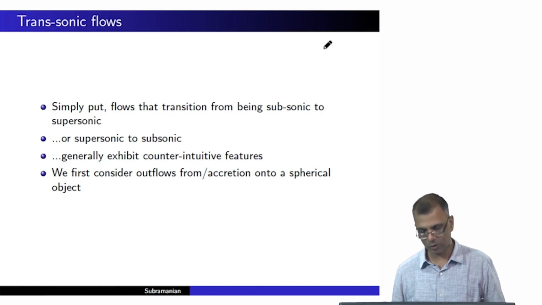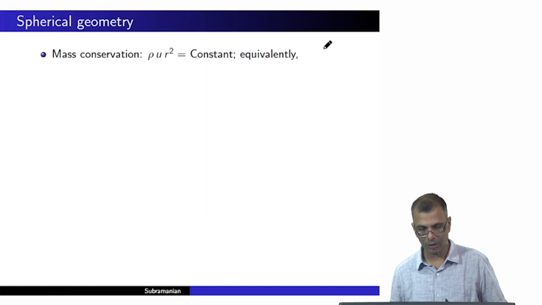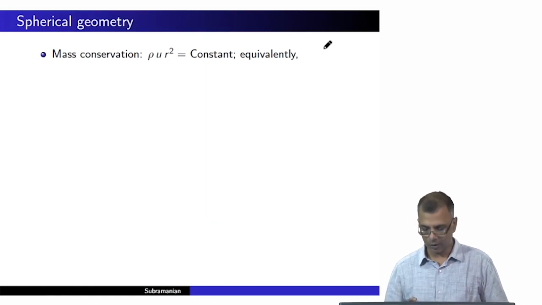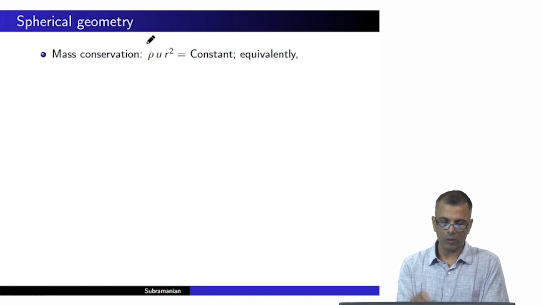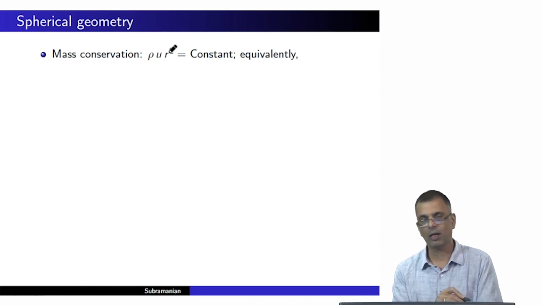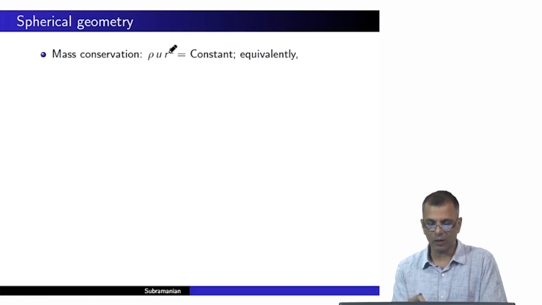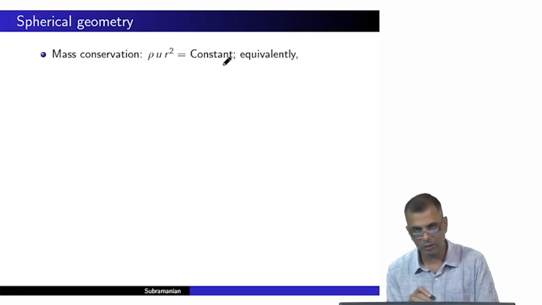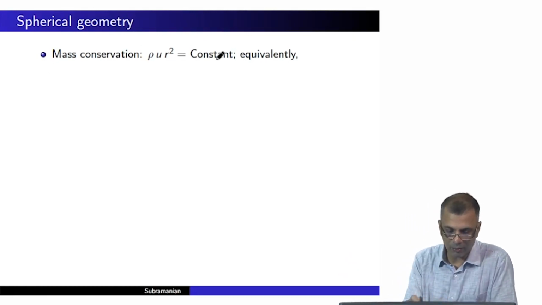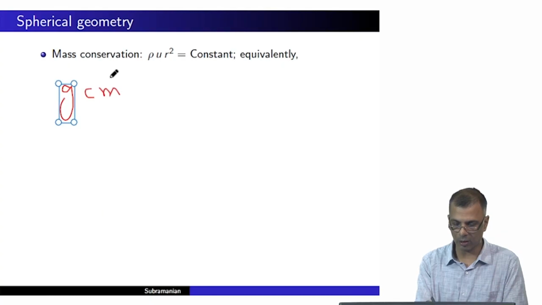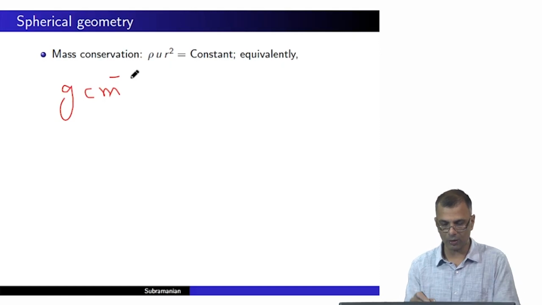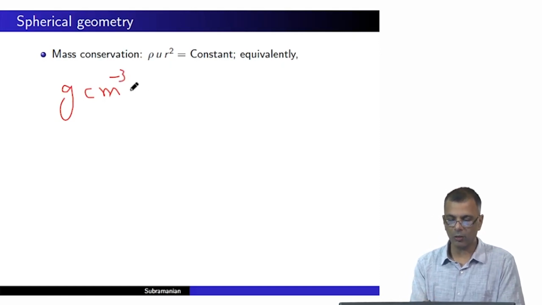We will first consider outflows from or accretion onto a spherical object. So in spherical geometry, the first thing we consider is mass conservation. And we say rho is the density, u is the velocity, and r squared is simply the radius in spherical coordinates. And we say rho u r squared equals constant. So as with everything, we call this mass conservation, but what is it really conservation of? The rho is in grams per centimeter cubed. The u is a velocity, so you have centimeter per second, and r squared is essentially centimeter squared.